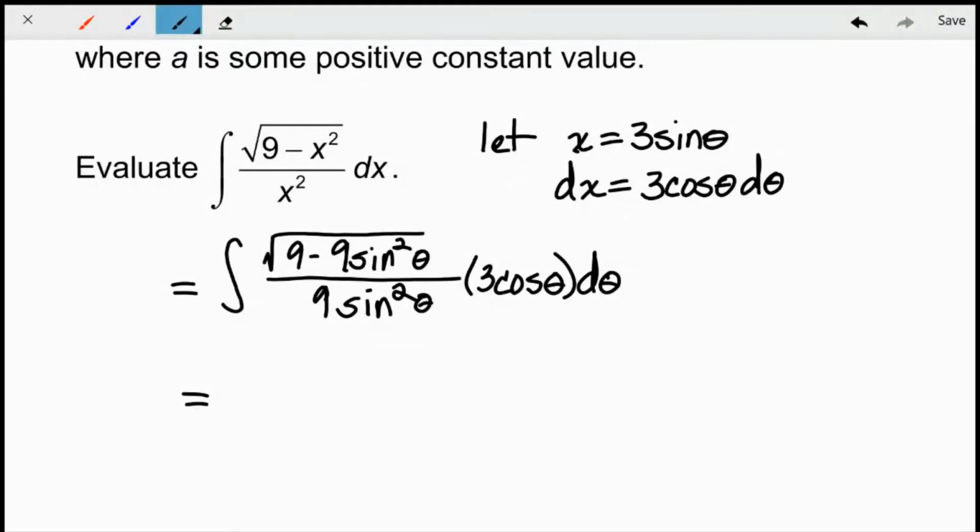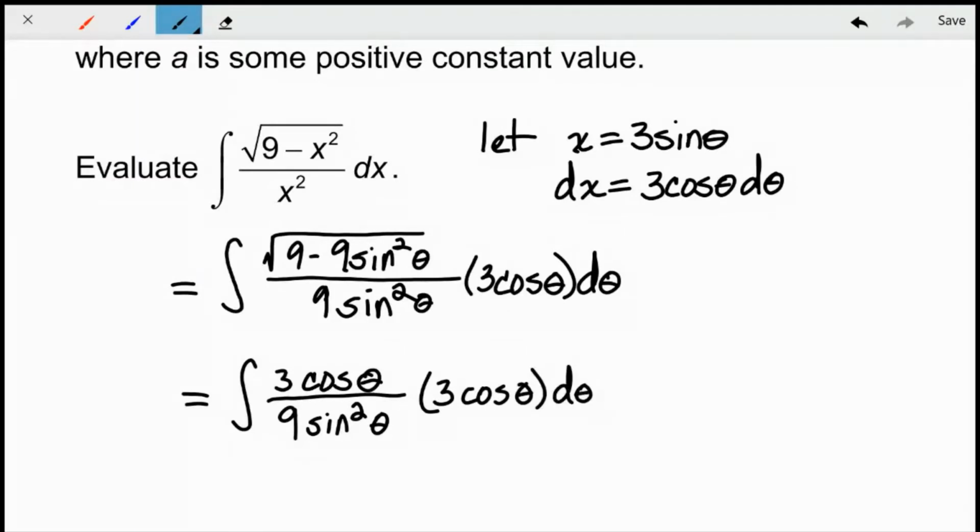Okay, so in the numerator here, 9 minus 9 sine squared theta. I can take the 9 out of the square root, and that would give me a 3. And then we'd be left with the square root of 1 minus sine squared theta. Well, the square root of 1 minus sine squared theta is the same as the square root of cosine squared theta, so this just becomes cosine theta. Okay, so that's kind of the main idea behind it, is trying to get rid of the square root, because the square root is really what was causing me a lot of problems here. And then what we also have, still in the denominator, is this 9 sine squared theta. And then over here, we still have this 3 cosine theta d theta.